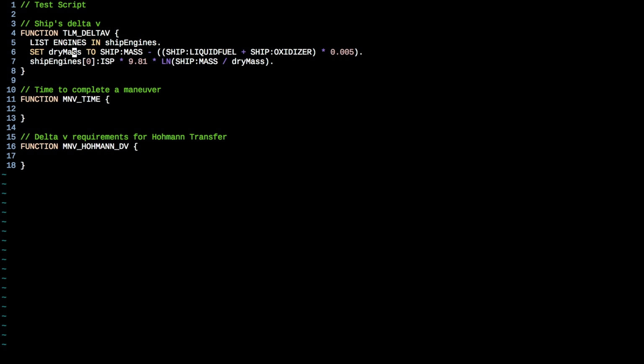So this should hopefully give us our delta V, and what we'll want to do is actually upload this test script and have it run against our current vessel and see, okay, does Kerbal Engineer agree? Do the maneuver nodes agree? And that sort of stuff.